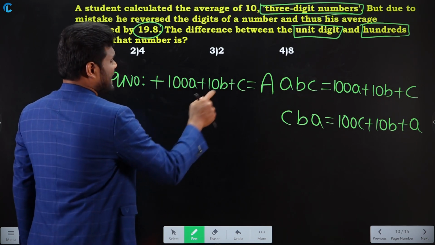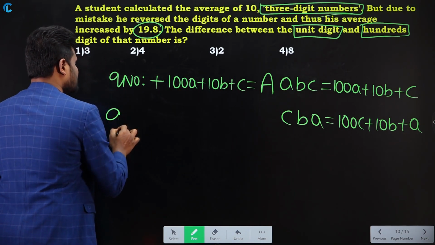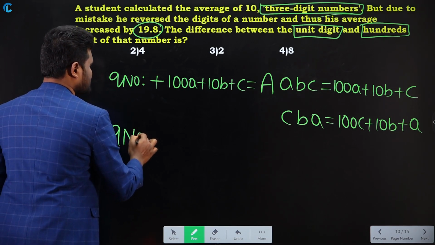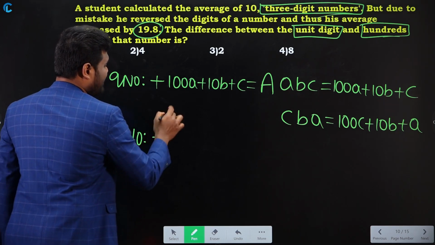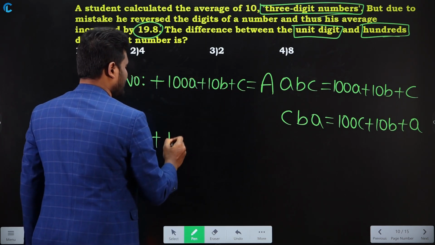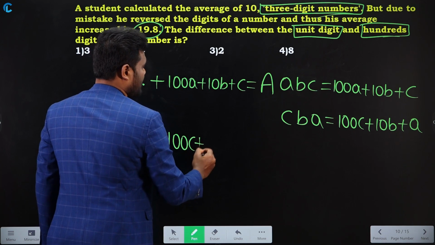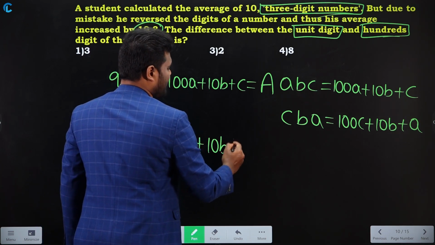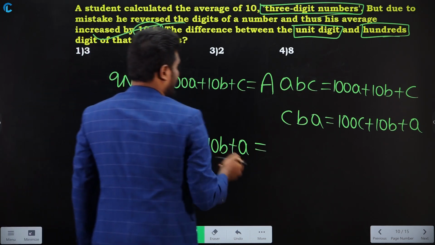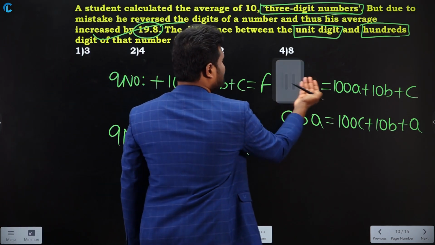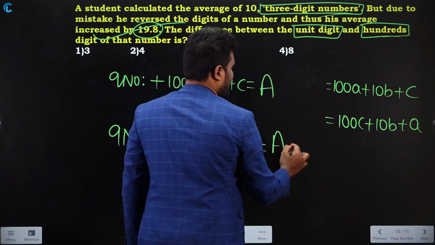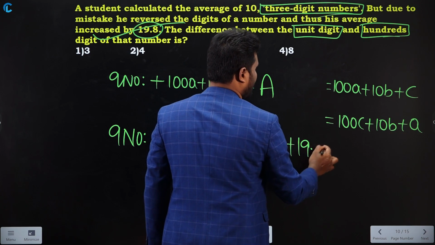And later, again these 9 numbers are the same as it is. But this last number is interchanged. As it is interchanged, it is going to be 100C plus 10B plus A. And due to this, the average increased by 19.8. Initially the average is A, now it is going to be A plus 19.8.